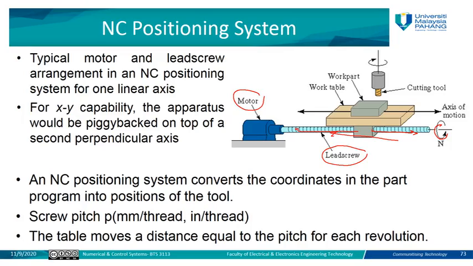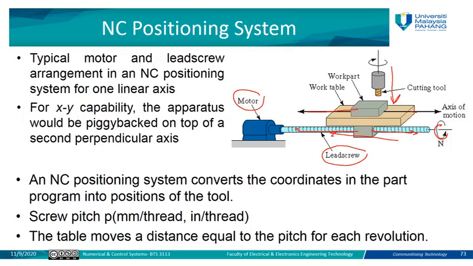Okay, so for the XY capability, the apparatus would be piggybacked on top of the second perpendicular axis. So if you have, for example, this X axis, or Z axis, and here we have the other axis on this way, they will be perpendicular to each other if we have only a machine of two axes.